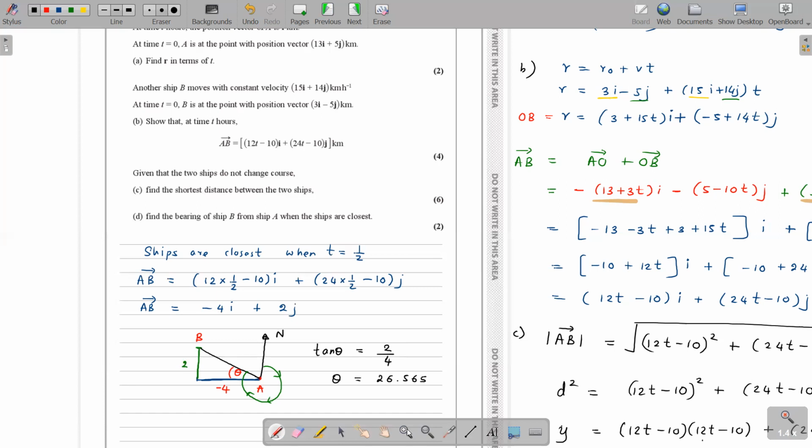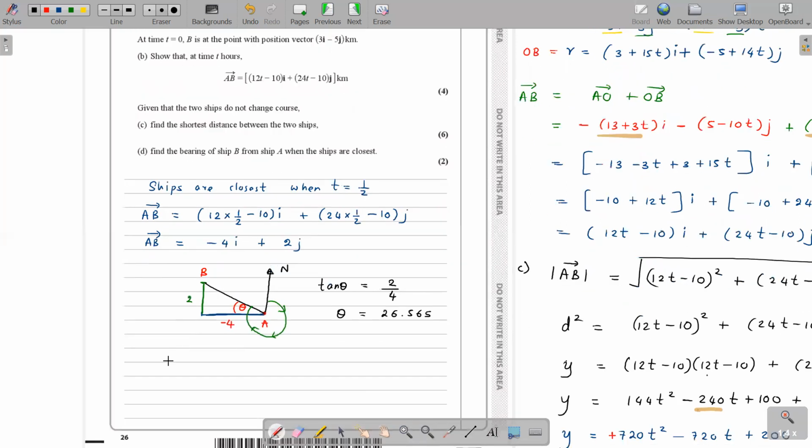26.565. So how do we find the bearing? Add 270, because this angle here is 270, to the 26.565, which gives us 296.565. Do we leave bearings like this? No, bearings are measured from north clockwise and we leave bearings in how many digits? 3 digits. So the bearing is 297.